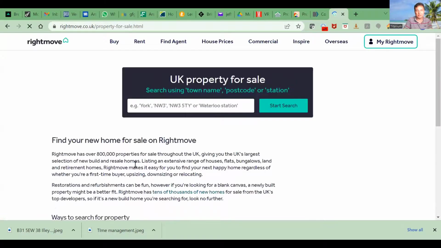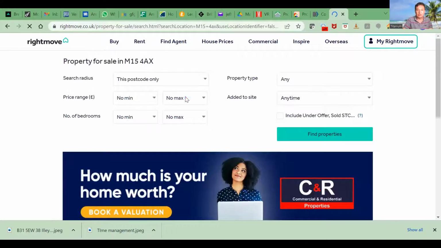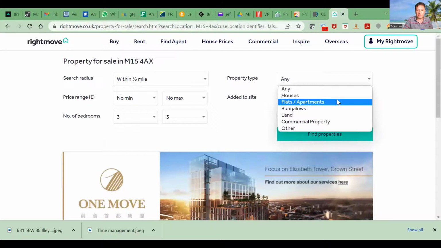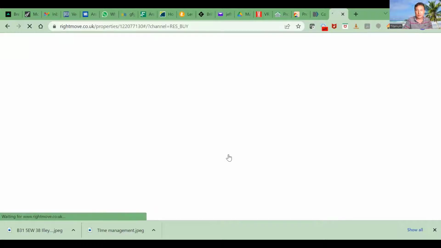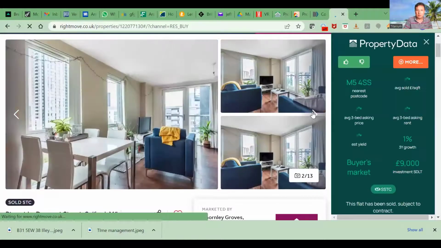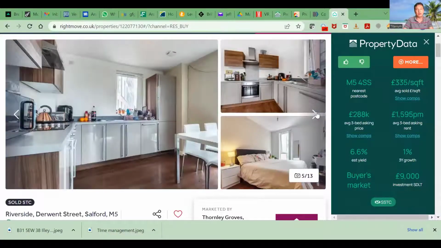I'll show you something, right? Go back to this. Okay, quarter mile. Okay, let's look at half a mile. Okay, 3 bedrooms, right? Flats as little as 230. Look at this, Riverside Derwent, 230,000, right? How much per square foot is it? Now look at this size. These are all ready built apartments that are available for rent from day one.